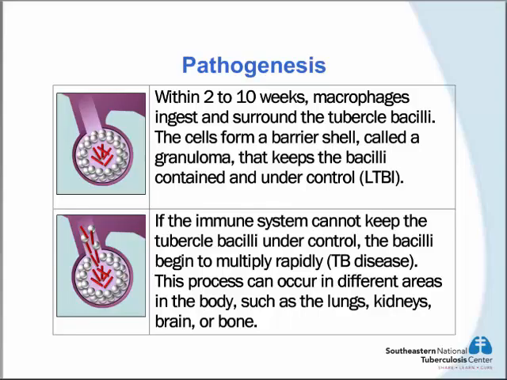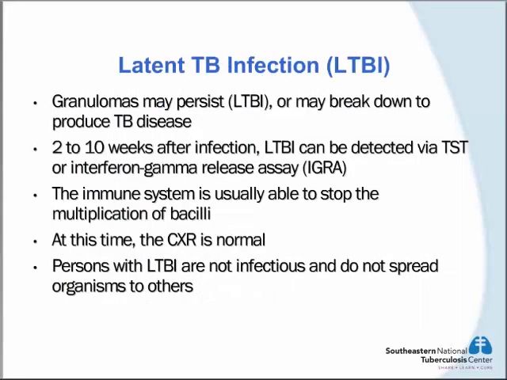If the immune system cannot keep the tubercular bacilli under control, they begin to multiply rapidly, and the immune system is unable to control it, and this causes TB disease. This process of rapid multiplication can occur, as I said, in different areas of the body, wherever the bacilli have gone through the bloodstream. So let's talk a little bit more about latent TB infection, because that is an important concept to know and understand. These granulomas may persist for many, many years, and this is what we call latent tuberculosis infection. But some of them may break down and produce TB disease.